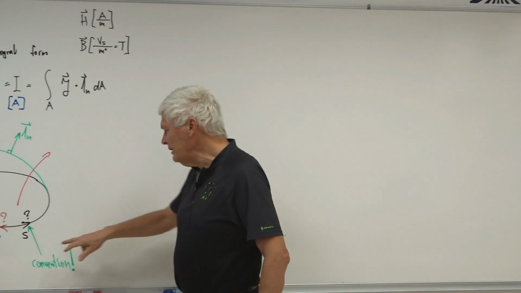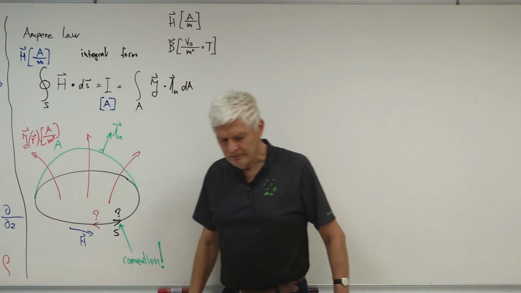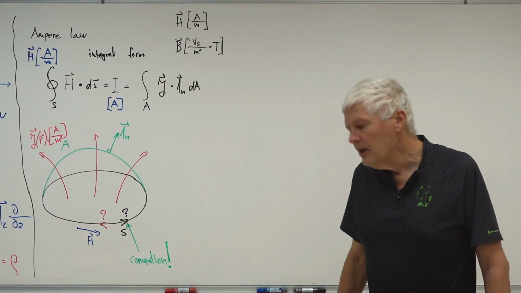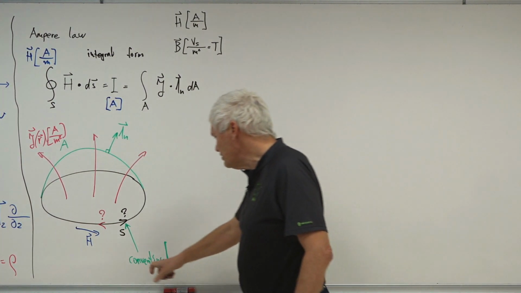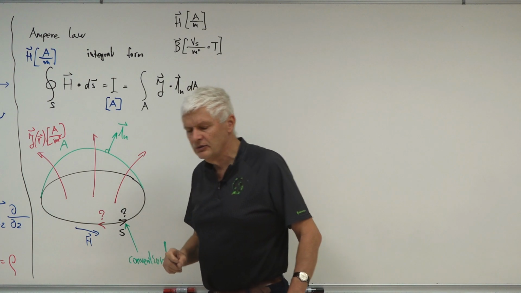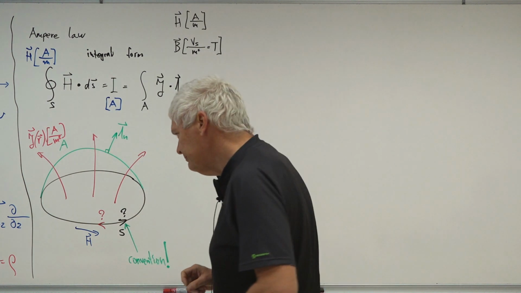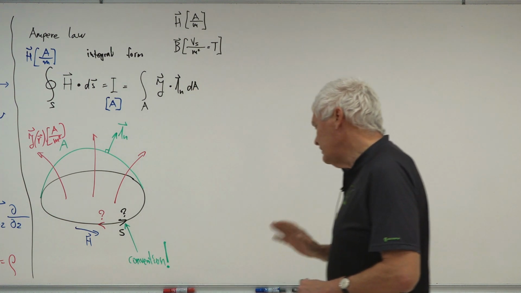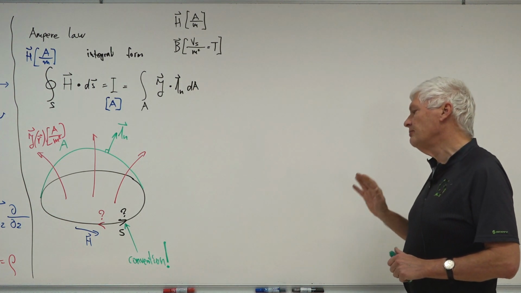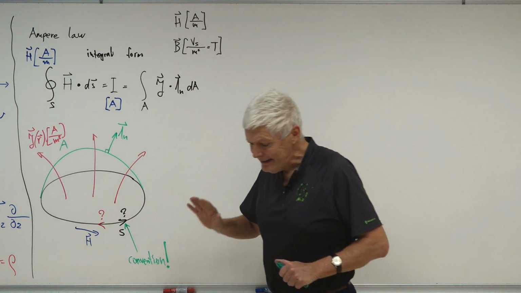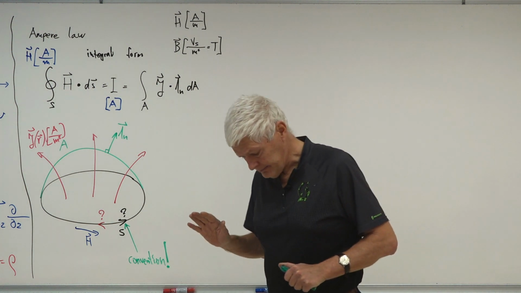So the sign of vector H should be arbitrary. We have made a convention about which sign to use, the one that uses the right-handed screw in the Ampere law. So this is given by convention. We have to be careful to always keep this convention. It's not that easy as you may think.